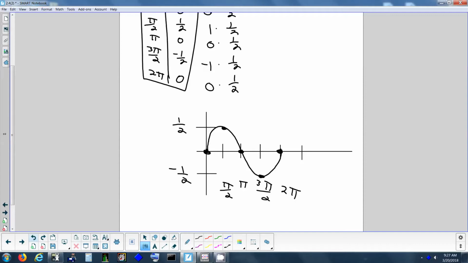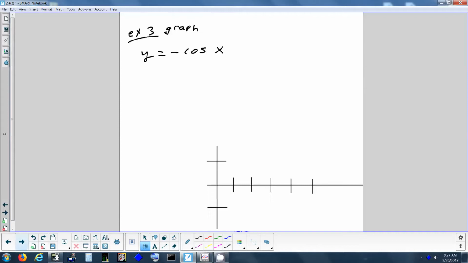Right, so we did a stretch with cosine, we did a compression with sine. Let's look at one more, and then we'll do our last transformation for today.